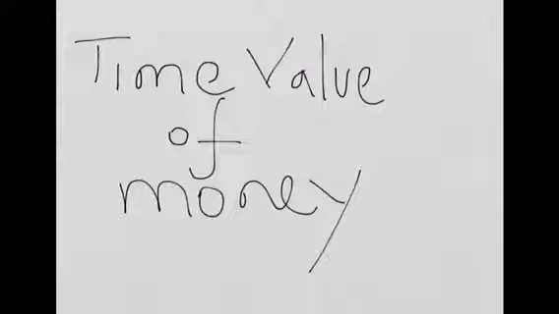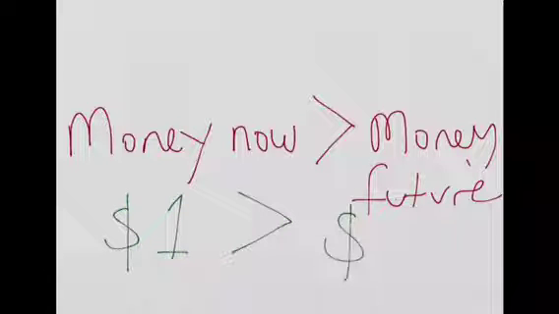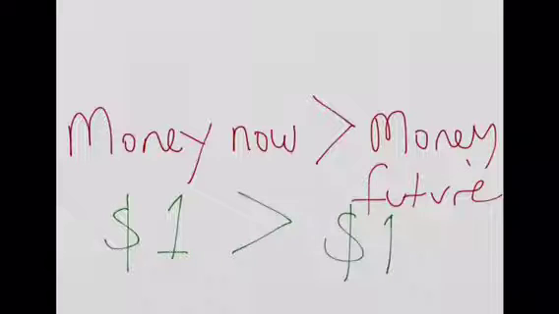Now, time value of money, as I'm sure you are aware, basically says money now is always greater than money earned in the future, whether it's a future by a day or a week or a month or whatever. Money now always greater than money earned in the future. Basically, a dollar that you get today will always be worth more than a dollar that you get in the future, even though in nominal terms the money is the same.